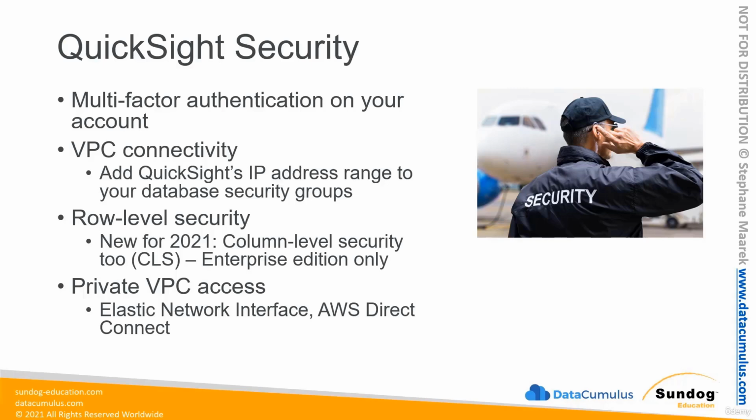You also have private VPC access available. That's made possible through the Elastic Network Interface, or ENI, to create a secure private communication with data sources in a VPC. That also uses AWS Direct Connect to create a secure and private link with your on-premises resources. So if you do want to use QuickSight on top of on-premises databases or files, you can use Direct Connect to do that.